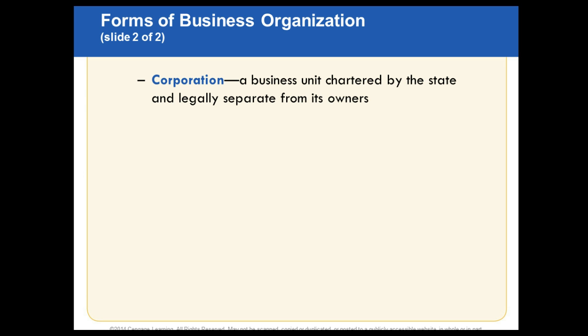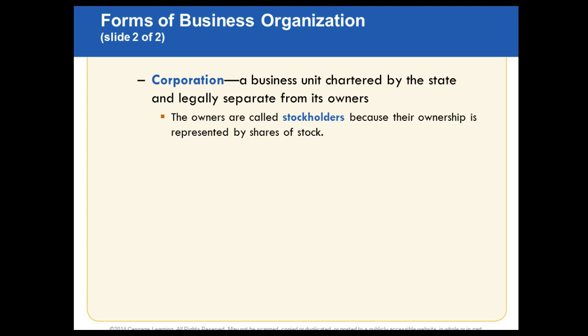The state of Minnesota, or whatever state you're doing business in, grants you the permission to be a separate entity. It happens through the state. It does not happen through the IRS or through the federal government. It's through the state. The owners of a corporation are called stockholders. Okay? Now, a sole proprietor is called a sole owner. A partnership, they're called partners.